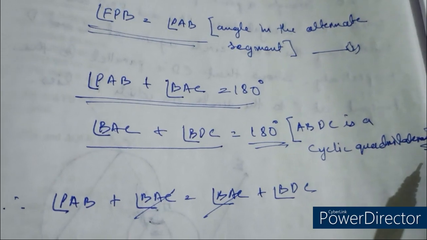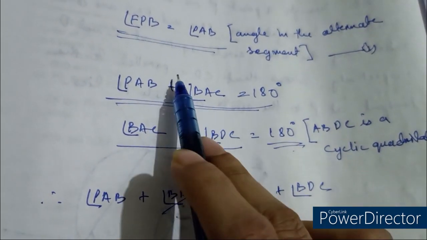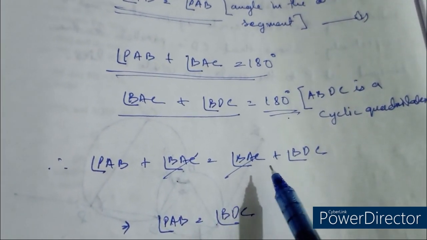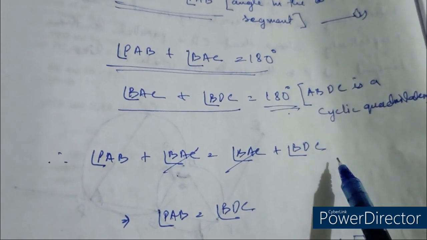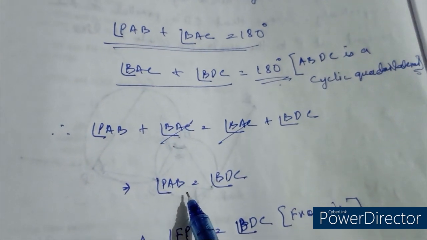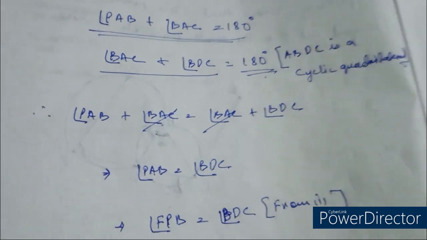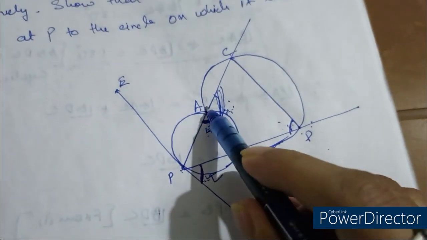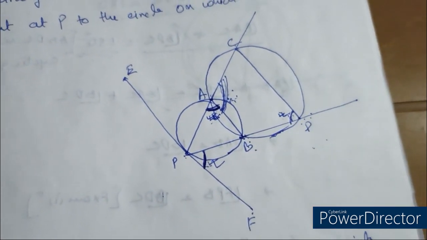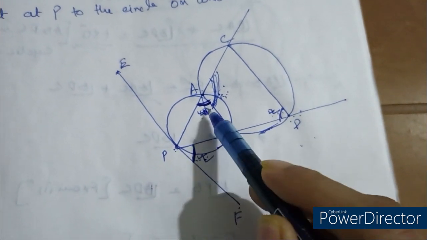ABDC is a cyclic quadrilateral. So from these two, right hand side is equal to right hand side, so therefore left hand side becomes equal. So PAB plus BAC is equal to BAC plus BDC. Now BAC you can cut. So ultimately I got PAB is equal to BDC. This angle is equal to this angle I got. Next you see, this angle is equal to this angle, angle in the alternate segment.